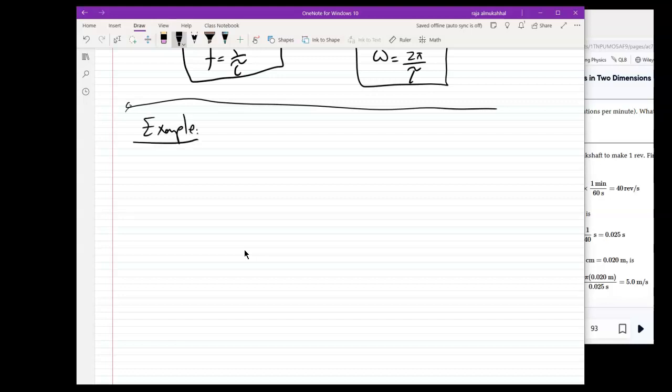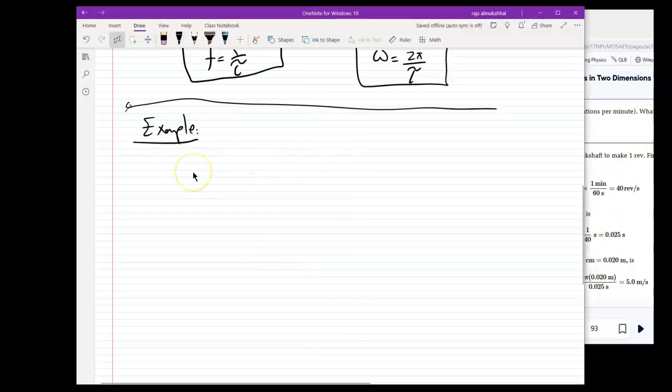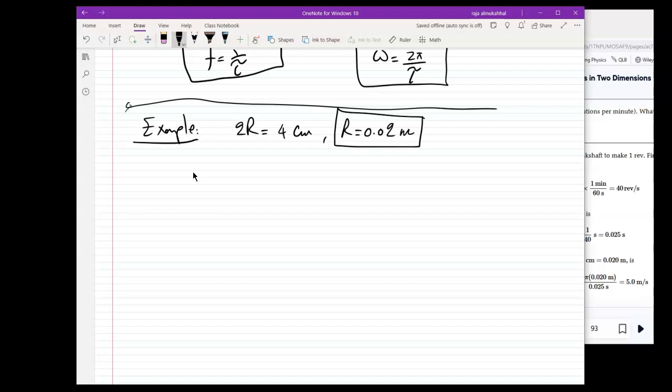So I'm going to write down what's given to us, first of all. So we have the diameter, 2r, I like to call it 2r, is 4 centimeters. So that makes the radius 0.02 meters, correct? There we go. And also given to us is that the frequency is 2,400 rev per min, right?